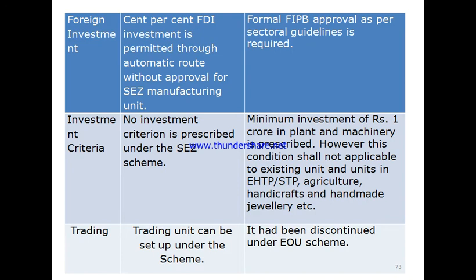And in case of investment criteria, no investment criteria is prescribed under SEZ schemes. But in case of EOU, we have certain minimum investment criteria, that is rupees 1 crore in plant and machinery is prescribed. And trading units are generally allowed to be set up in SEZ, but it is not allowed in case of EOU.